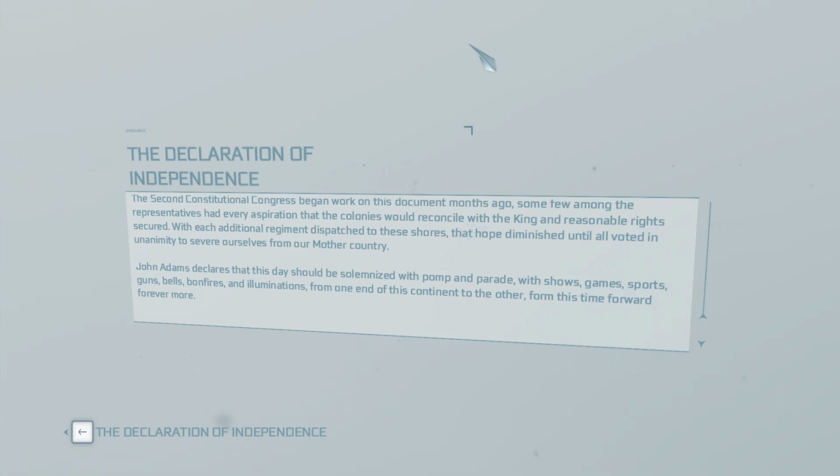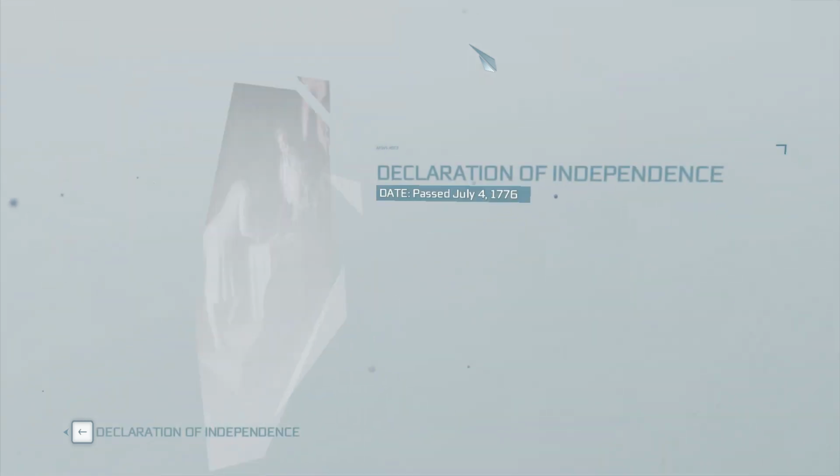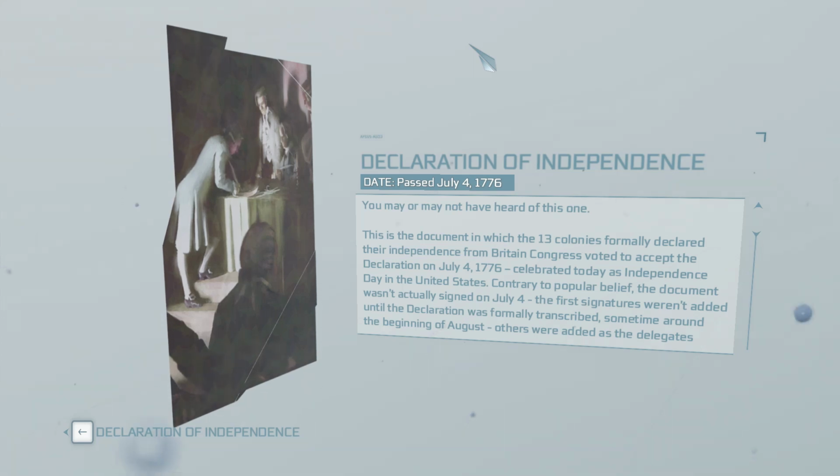to read that incorrectly. Next, the Declaration of Independence.